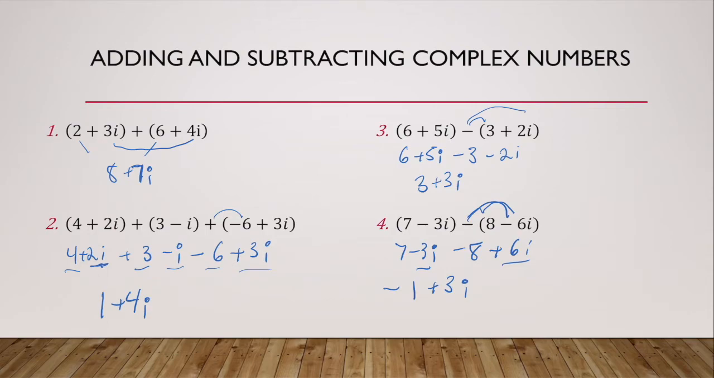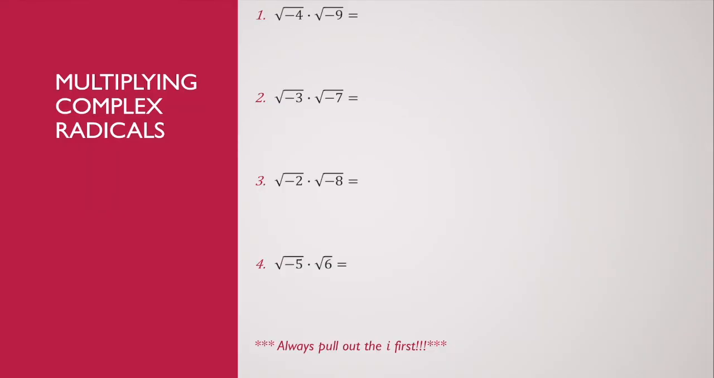So that's how we go about adding and subtracting complex numbers. Treat them kind of like variables. You just combine the like terms. When it comes to multiplying complex radicals, the first thing you have to do is pull out the i. And you always need to remember that i squared is negative 1. So let's take a look at this.